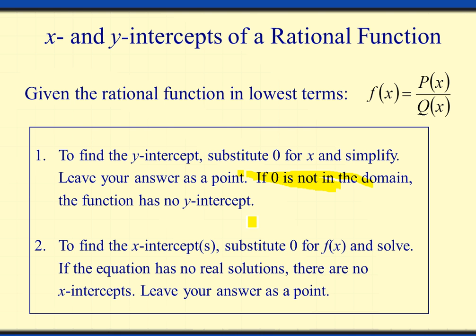Now to find the x-intercepts, that's when y is 0. So we substitute a 0 for f of x and solve. We've got a fraction equal to 0, and we solve that equation to find out what x has caused that to happen. And if the equation has no real solutions, then there are no x-intercepts.